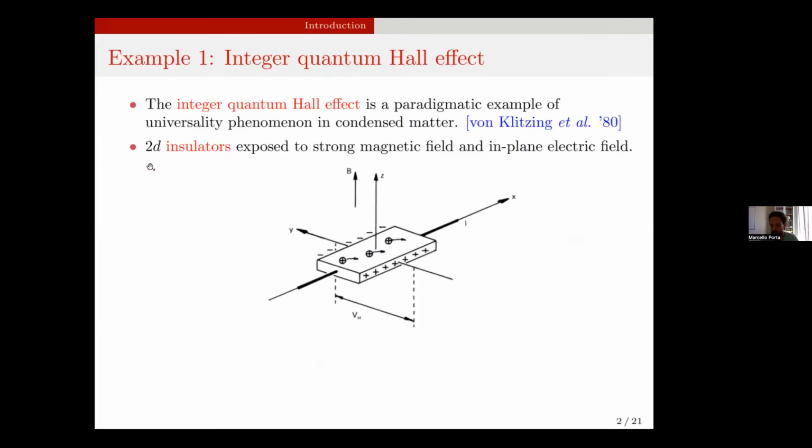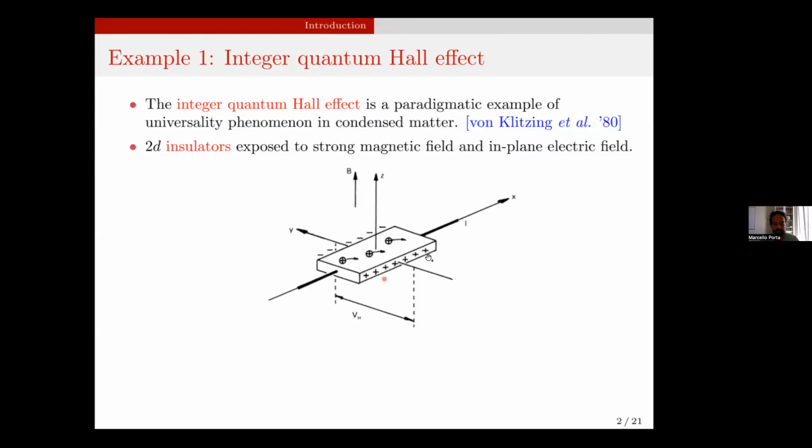Let me start with the quantum Hall effect. So this is a transport phenomenon which I'm pretty sure most or maybe all of you are familiar with, but let me anyway review it. So the setting is about very thin materials, so ideally two-dimensional ones.